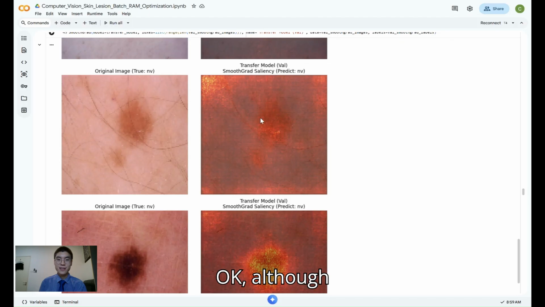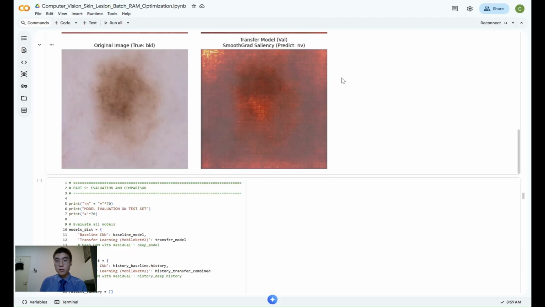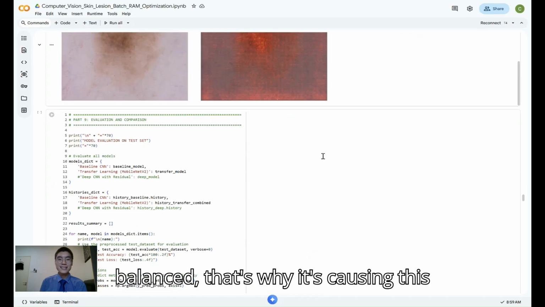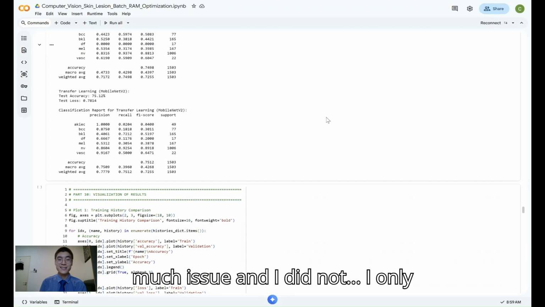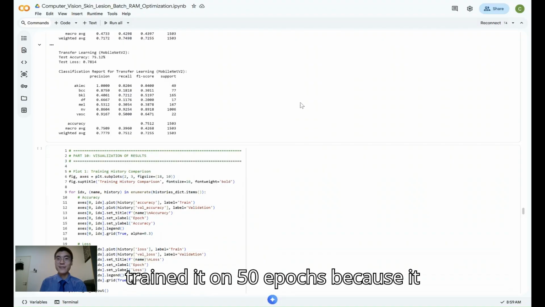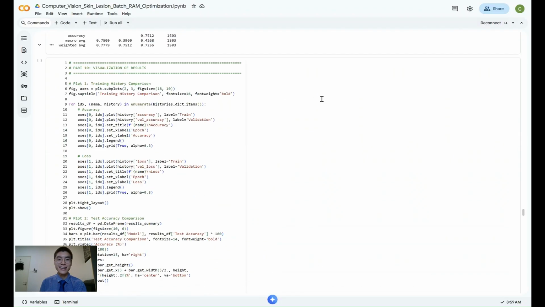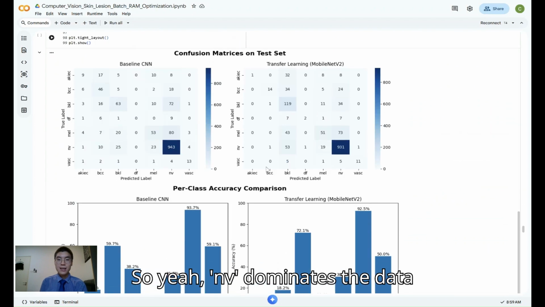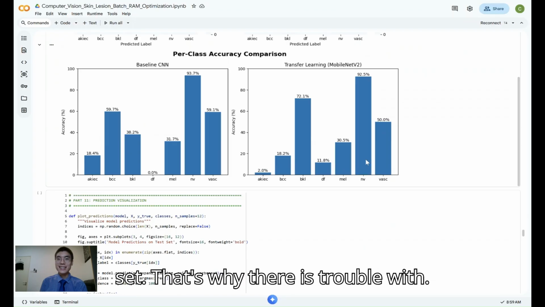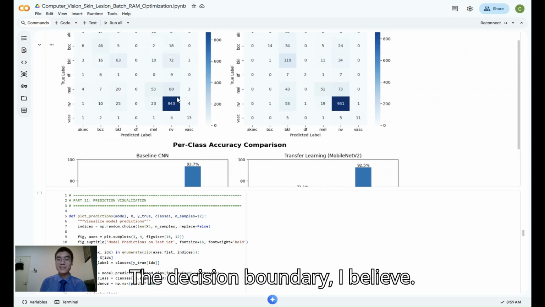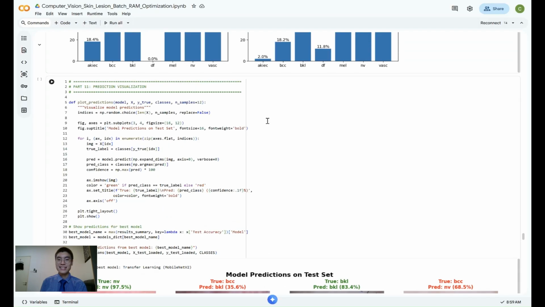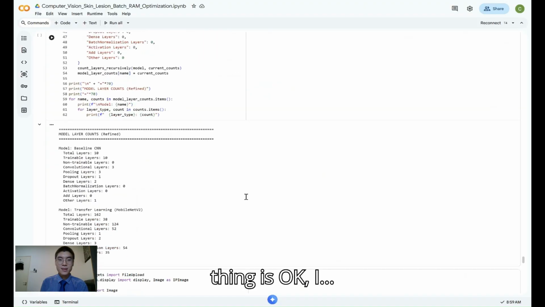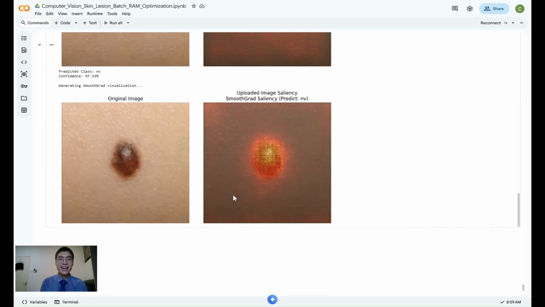So here, failure. I believe that the dataset is not balanced, and that's why it's causing this much of an issue. And I only trained it on 50 epochs because it trains so slowly on 10,000 images. So yeah, nevus dominates the dataset. That's why there is trouble with the decision boundary, I believe.